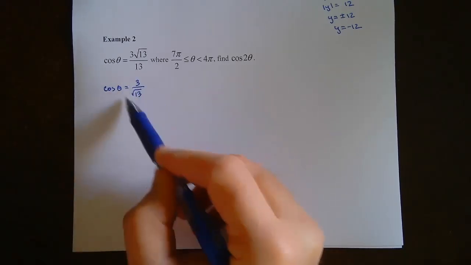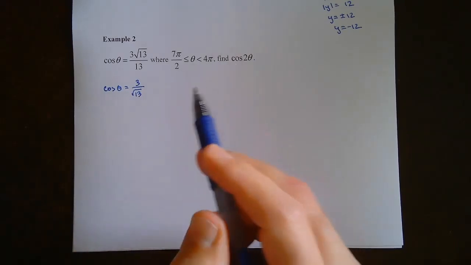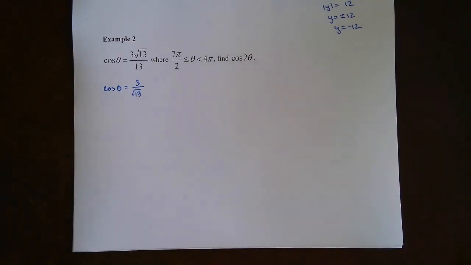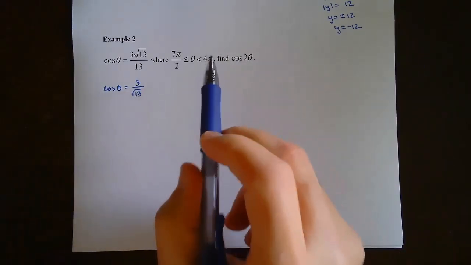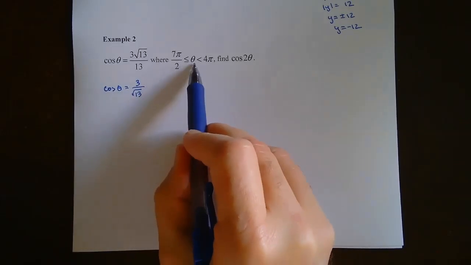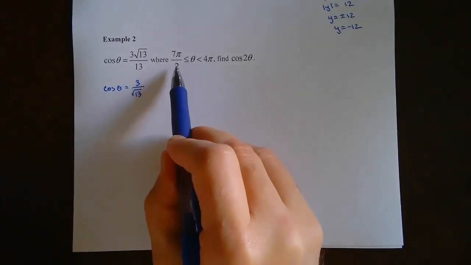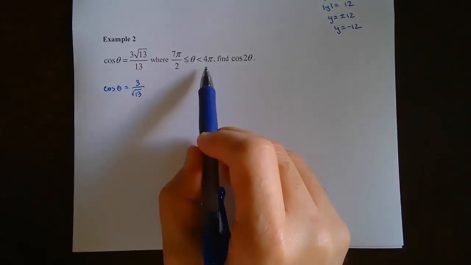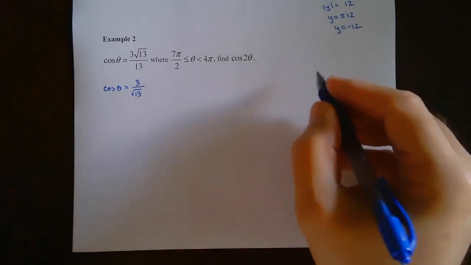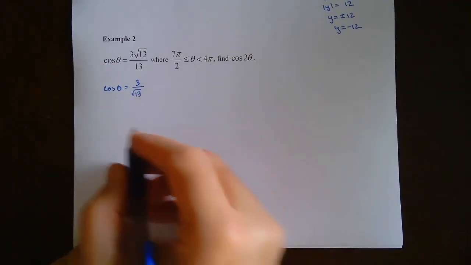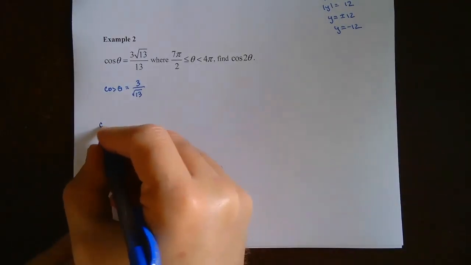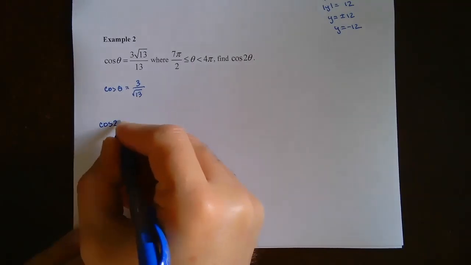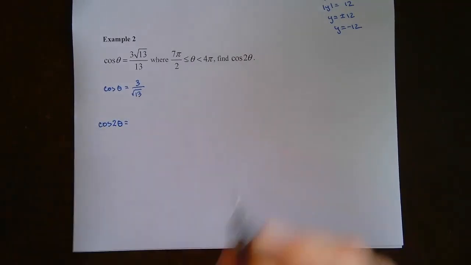It'll just be a little bit easier if we work with that number instead of 3 square roots of 13 over 13, okay? So now I know this too. My angle theta is between 7 pi over 2 and 4 pi, so that's going to be more than one rotation. I'm trying to find cosine of 2 theta, so I'm going to start with this one.